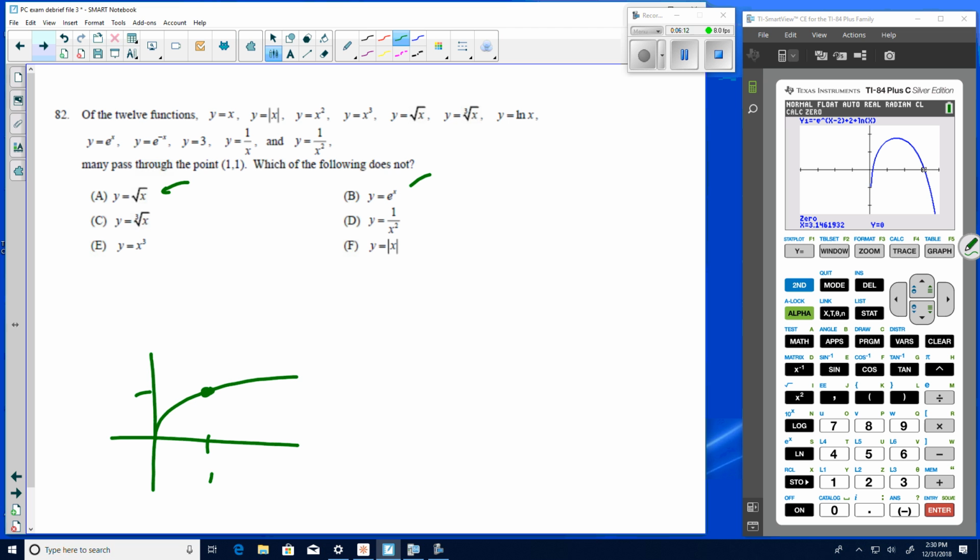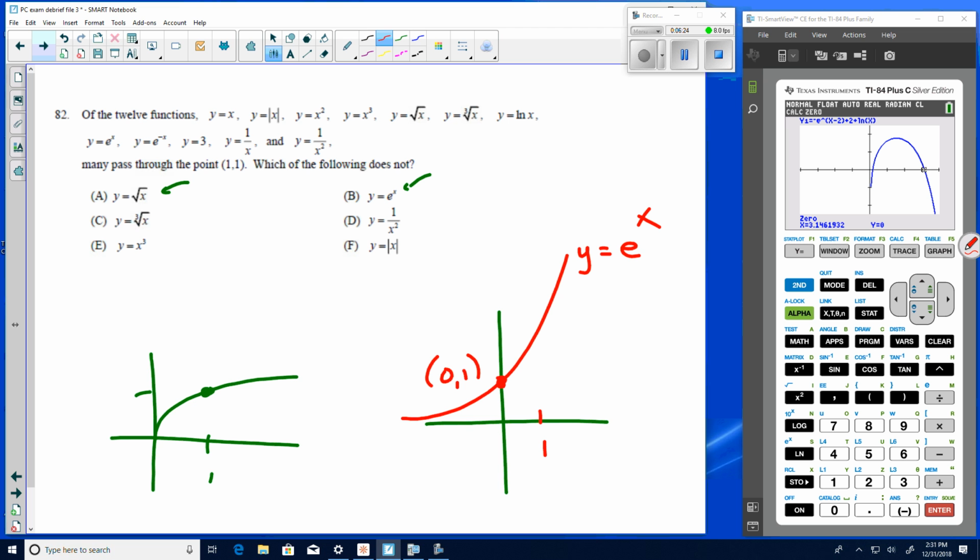Okay, e to the x, that's our growth curve, going like this. In fact, it passes through the point 0, 1. When x is 1, y is e to the x, so we're up at this point e, which is about 2.7-ish. So that's the one that does not pass through 1, 1.